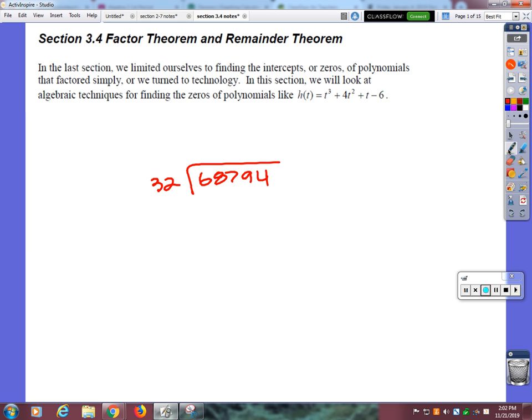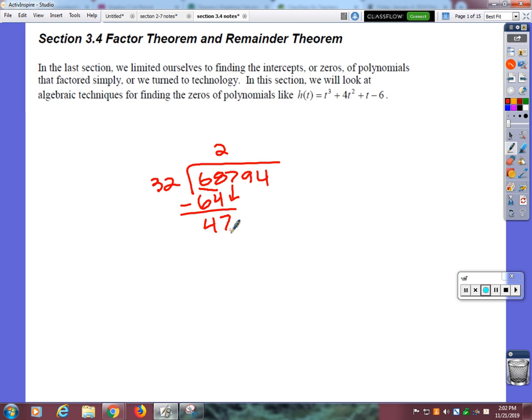Anyway, so let's recall how we would divide 68,794 by 32. How did you come up with 2? Okay, Sydney is focusing on just the first two numbers. How many times does 32 go into 68? Two times. So 2 times 32 is 64. I subtract these: 68 minus 64 is 4, and then you bring down the 7, and I got 47. Okay, slow down. We're not all as smart as you guys.